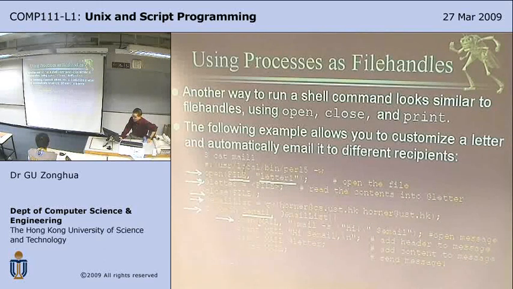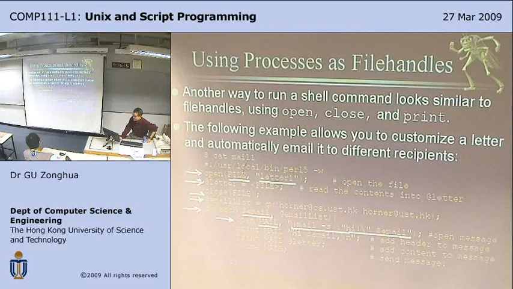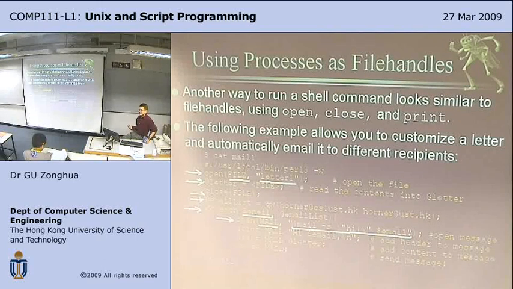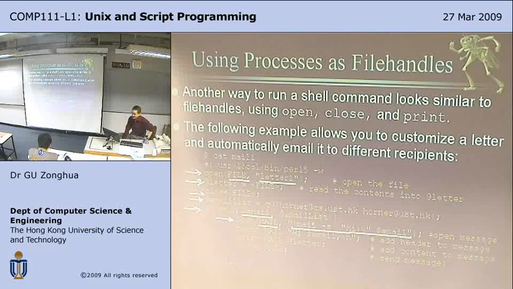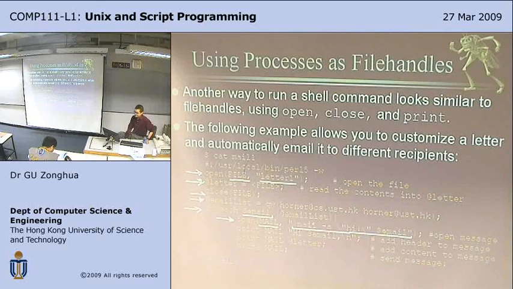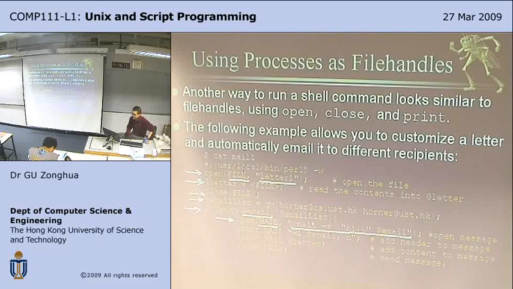open file handle mail. Now this is a special syntax. This is supposed to have a file name following the file handle as the second parameter to the open call. But you have a pipe, you have vertical line mail. This is saying that open a special file handle, but it's not really a file. This is really anything you put in the handle will get piped into the command.